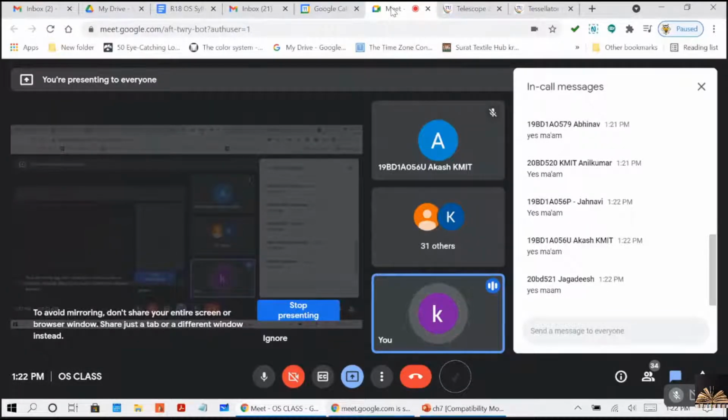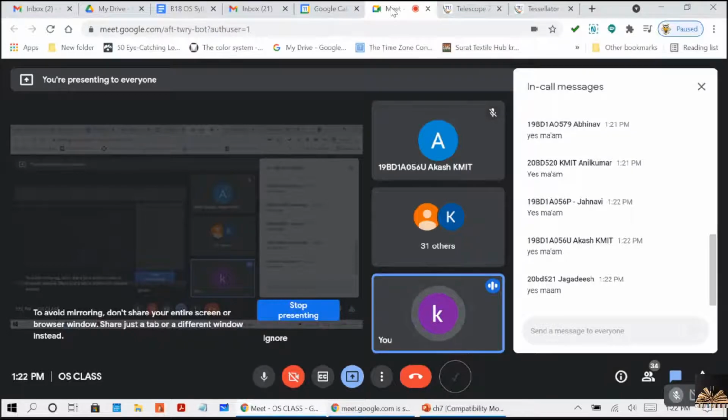So you can write the definition for the deadlock like this. A set of processes is in a deadlock state when every process in the set is waiting for an event that can be caused only by another process in the set. So here the event can be resource acquisition and resource release, right? So that is the definition for the deadlock, right?